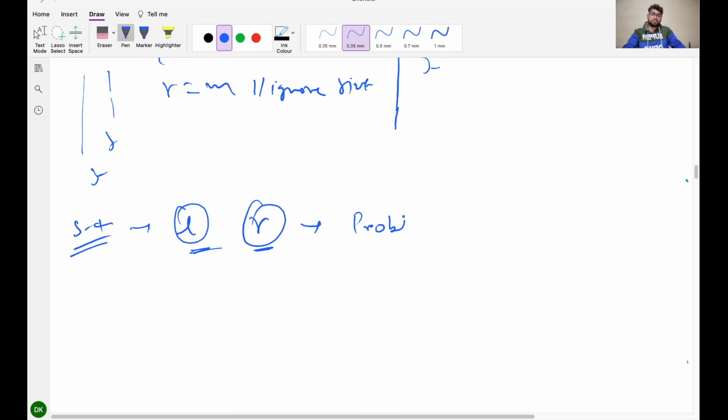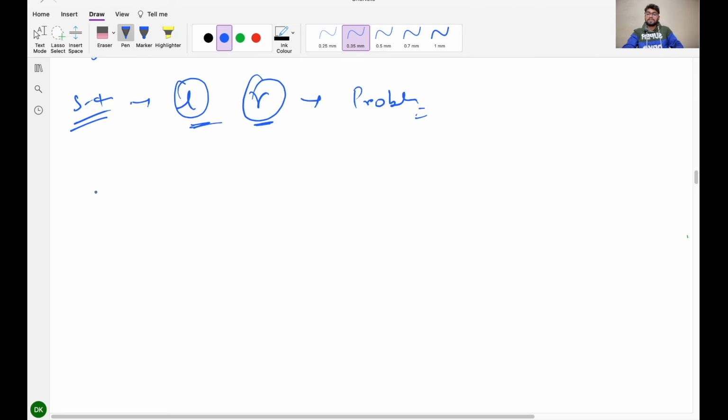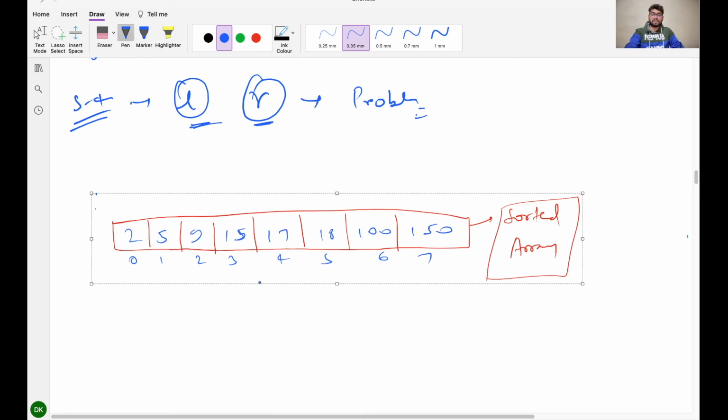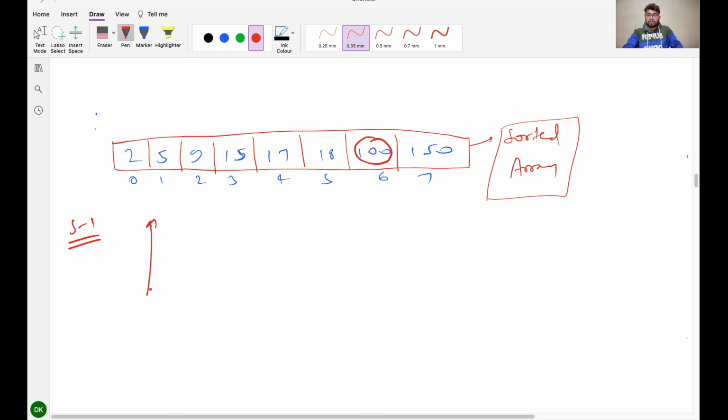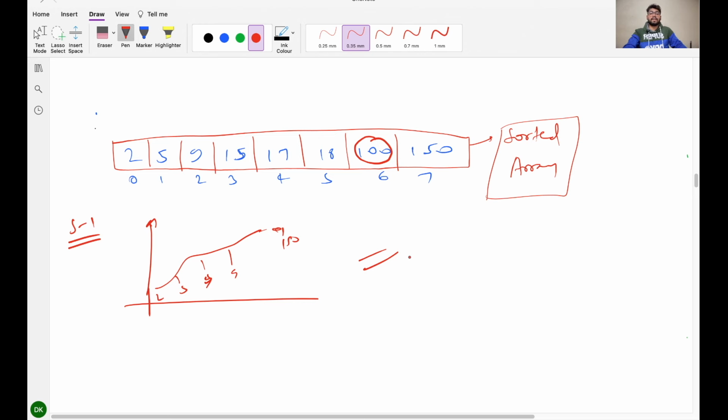Let's analyze these 4 steps with this example, and this time let's say I have to find 100. What is my first step? I just have to check if the function is monotonic or not. Here we can say my elements are increasing: 2, 5, 9, 15 and so on up to 150. So the function is monotonic, and we can apply binary search here.